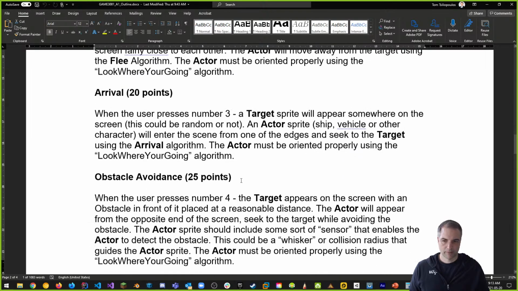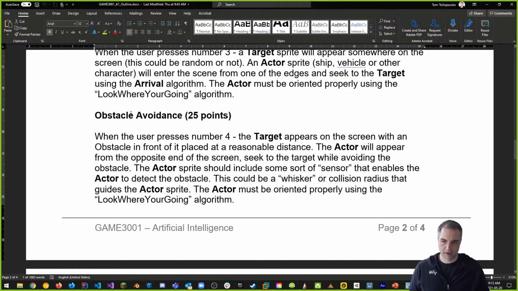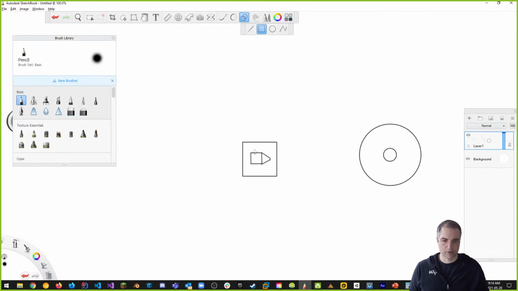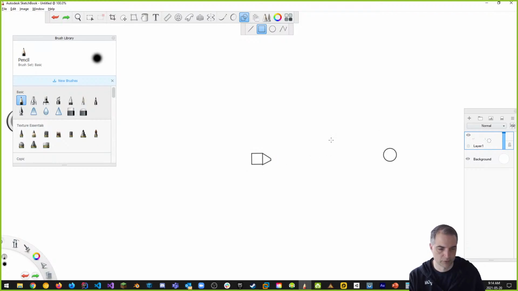The big one, and I've got to be honest, is this one: obstacle avoidance. And the way to do obstacle avoidance is to have some kind of whiskers for the target. If I was going to draw those out for a second, let's go back to our target and our ship. Okay, so let's go do this. In this scenario, let me just move this around a little bit to give me more room.